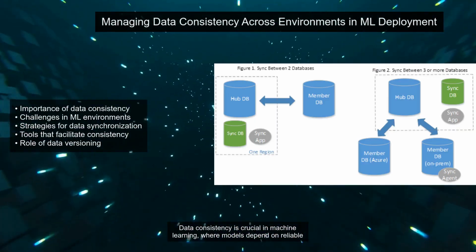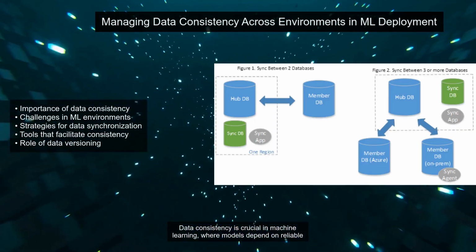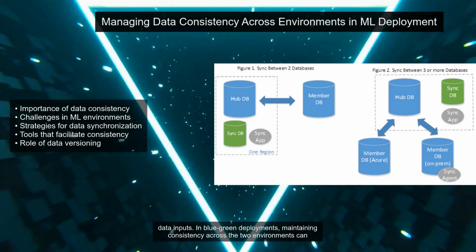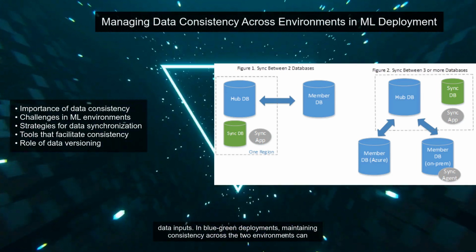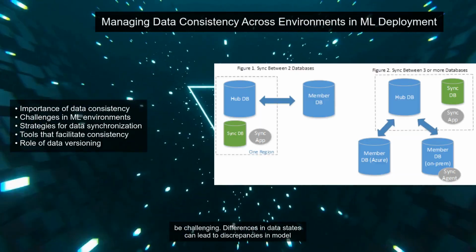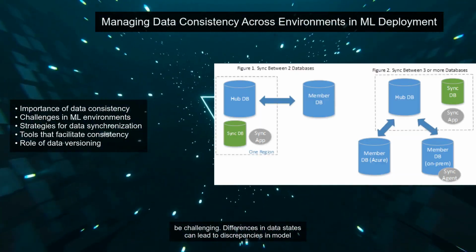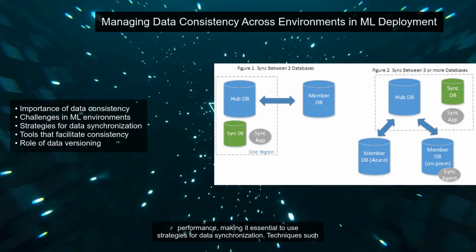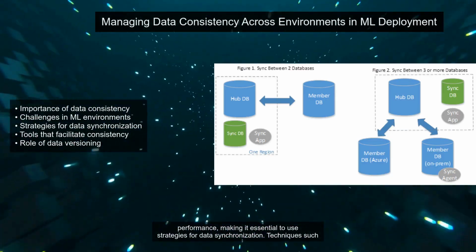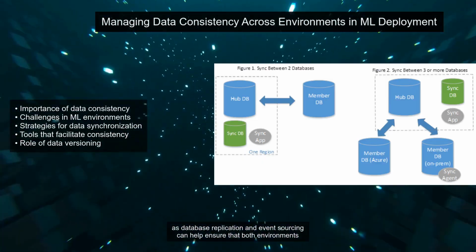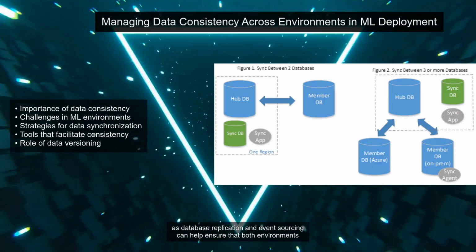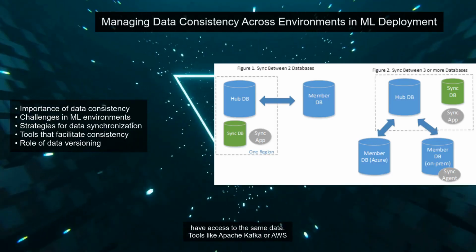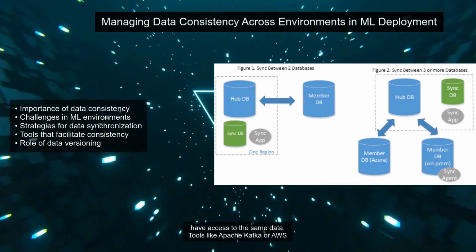Data consistency is crucial in machine learning, where models depend on reliable data inputs. In blue-green deployments, maintaining consistency across the 2 environments can be challenging. Differences in data states can lead to discrepancies in model performance, making it essential to use strategies for data synchronization. Techniques such as database replication and event sourcing can help ensure that both environments have access to the same data.